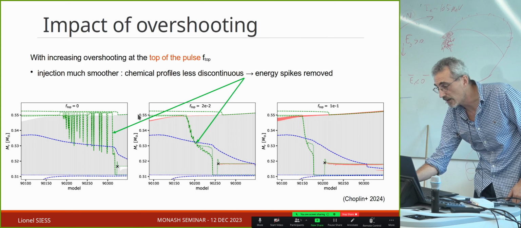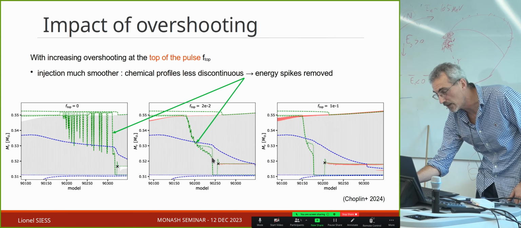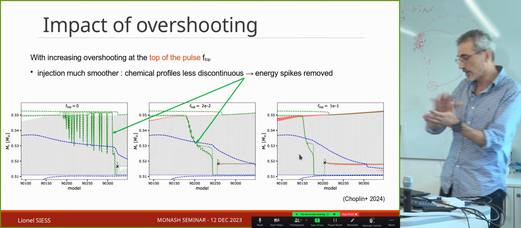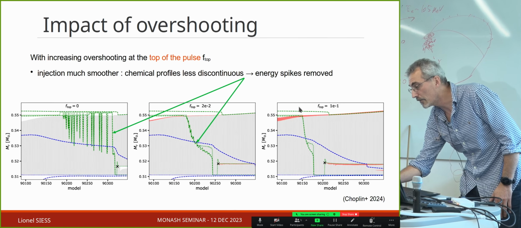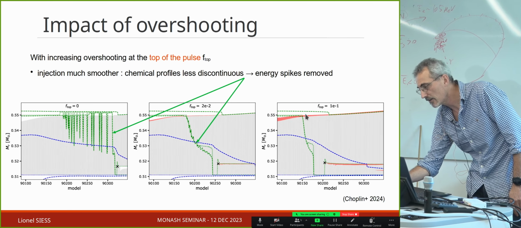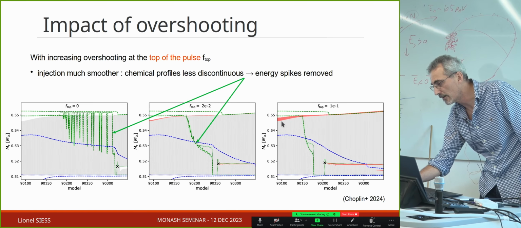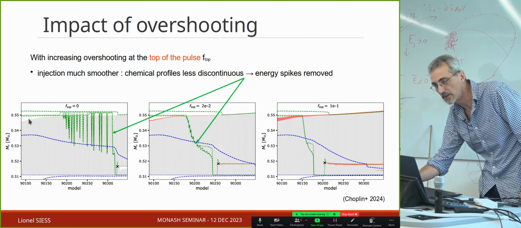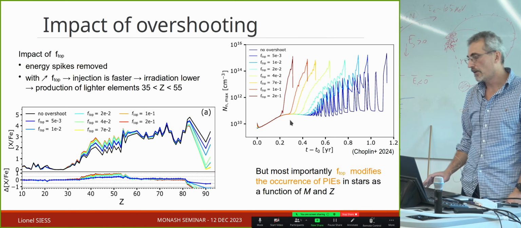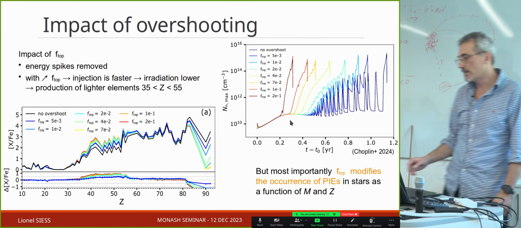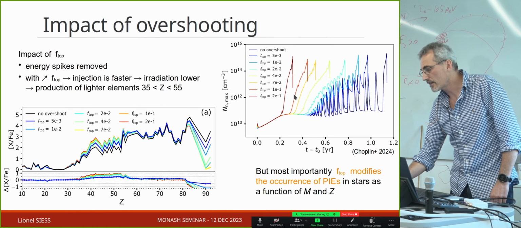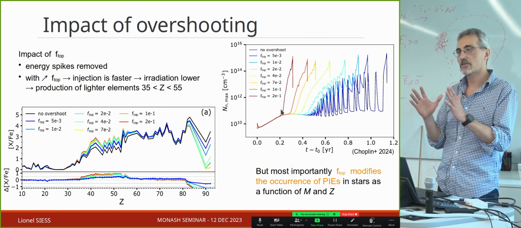we see that the energy profile gets much smoother. So that's the first effect, that it smooths down this proton injection. The red color here corresponds to the overshoot region. Here it is small, and here much bigger. But the other impact of adding this mixing at the top of the pulse is that it shortens the event.